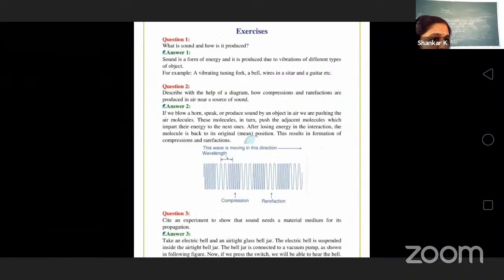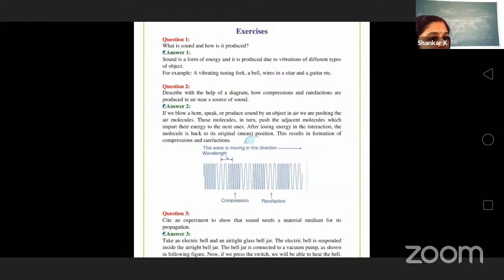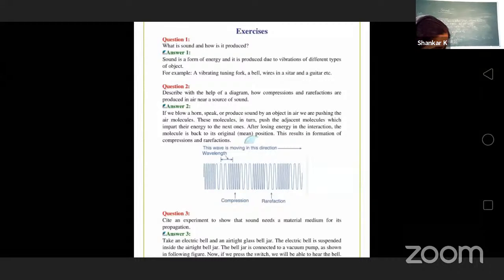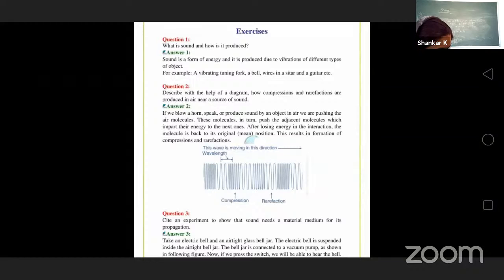Then there are exercise questions for students. We will discuss them and I will send these questions to the WhatsApp group. You can get them from there. Then which question have we left? Any question left, students?